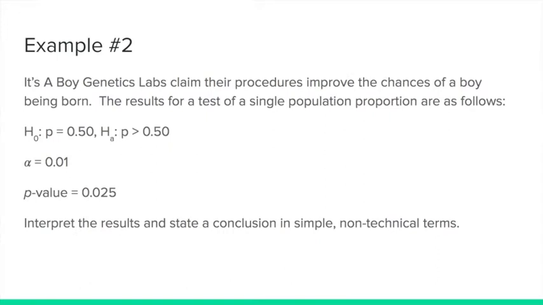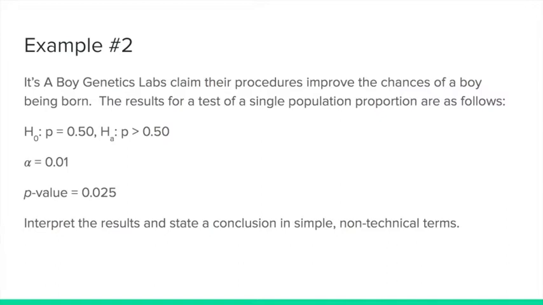For a second example, It's a Boy Genetics Labs claim their procedures improve the chances of a boy being born. Okay, so mother and father go to this lab for whatever procedure, and they say that they give you a better chance of having a boy, lower chance of having a girl. So the setup for a test of a single population proportion works like this, where we have a null of p equals 0.5, and we have an alternative that p is greater than 0.5.